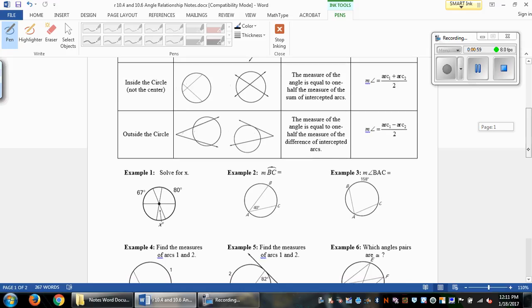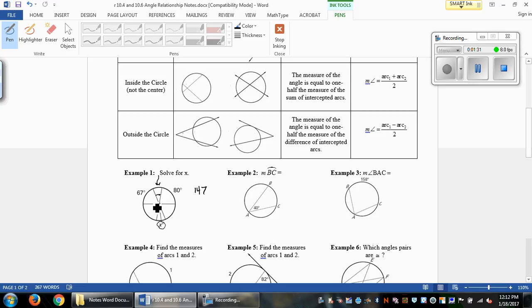So here's our examples. Number 1, we're solving for x, which is this angle right here. So just like anytime we have the 2 lines crossing, we do have vertical angles. So these angles right here are going to be congruent to one another. And if we can find this angle, then we'll be able to find x. We have 67 and 80, which adds up to 147.